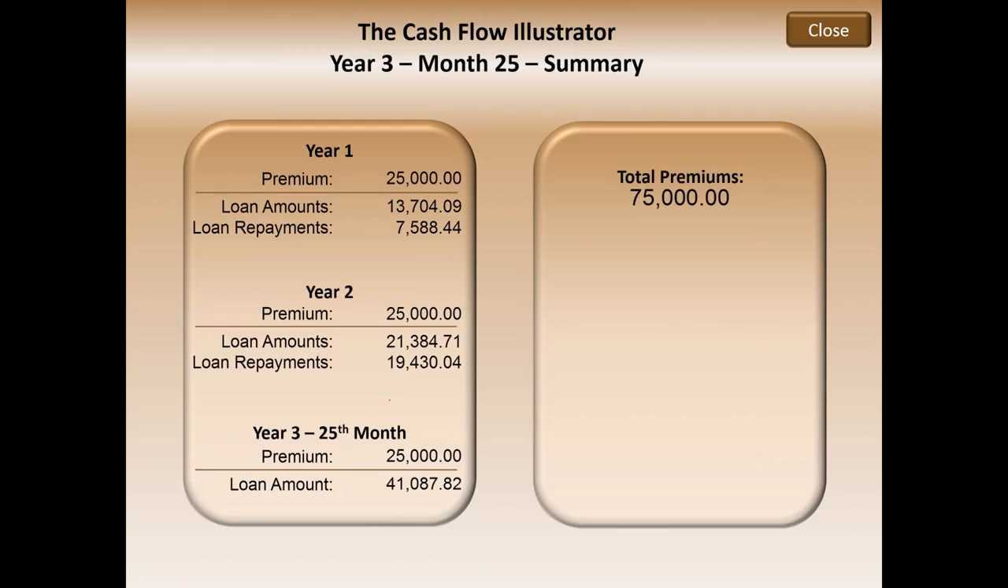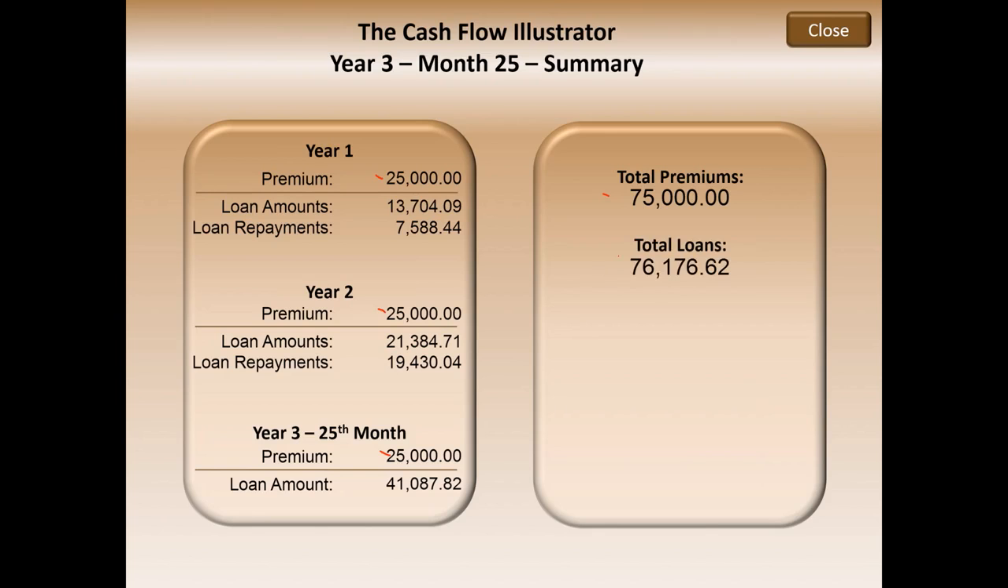So the reason year 4 and 5 are in there is because sometimes when you're working with someone like with a rated case, it takes longer for what I'm going to show you here on this 25th month summary to happen. So here's year one, the premium 25,000, year two, and year three. So we put a total of 75,000 premiums in so far.